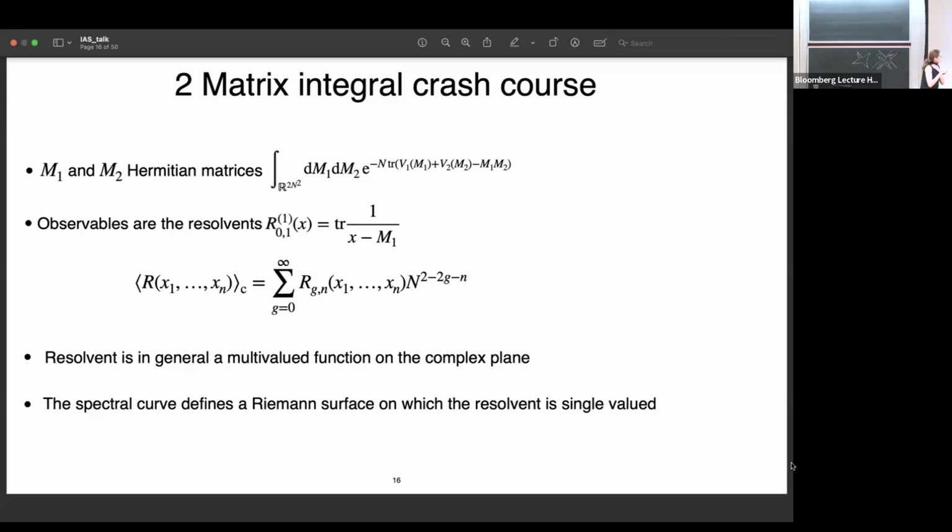Now let's look at the resolvent. The resolvent has this x minus M1 over here. So if N is finite, the resolvent is going to have poles whenever x hits one of the eigenvalues of M1. If I take N to infinity, then these poles smear out and give me branch cuts, and these branch cuts are exactly located at the support of the eigenvalues. That means the resolvents, in particular these objects over here, are generally going to be multi-valued functions in the complex plane. That's why we introduce the spectral curve, because the spectral curve is a Riemann surface on which the resolvent is single valued.